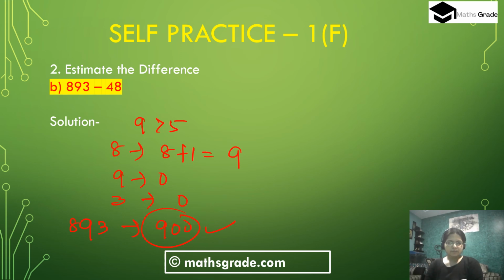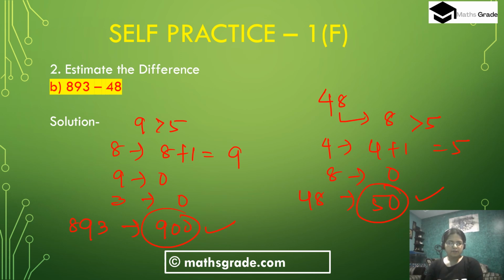Now 48. 48 is a 2-digit number, so 48 rounded off to the nearest 10. When we round off any number to the nearest 10, just look at the unit place digit. Here the unit place digit is 8 and 8 is more than 5. So just add 1 to the tens place digit. So 4 changes to 4 plus 1, and 4 plus 1 is 5, and this unit place digit 8 changes to 0. So 48 rounded off to the nearest 10 is 50.